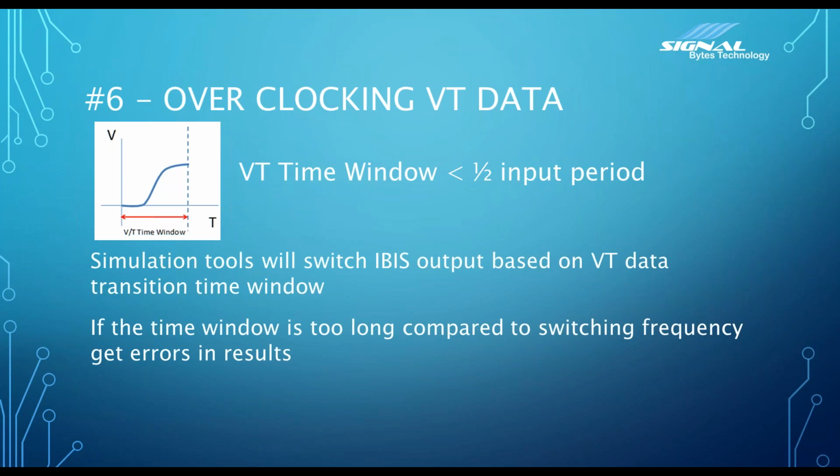But if this time window is too long compared to the input switching frequency, you can get errors in results. One way to think about this is, let's say it takes 10 nanoseconds to go from a low to high transition, but you want to switch it at a faster rate than that, within 5 nanoseconds. Within 5 nanoseconds, your signal integrity simulation tool is going to try to switch from low to high, say, to high to low. But the actual IBIS data there hasn't fully transitioned up to the steady state. So you're going to start switching in between transition states, and that's going to cause a whole bunch of problems. It's going to cause you to miss or drop bits or give you weird results in your simulation tools.